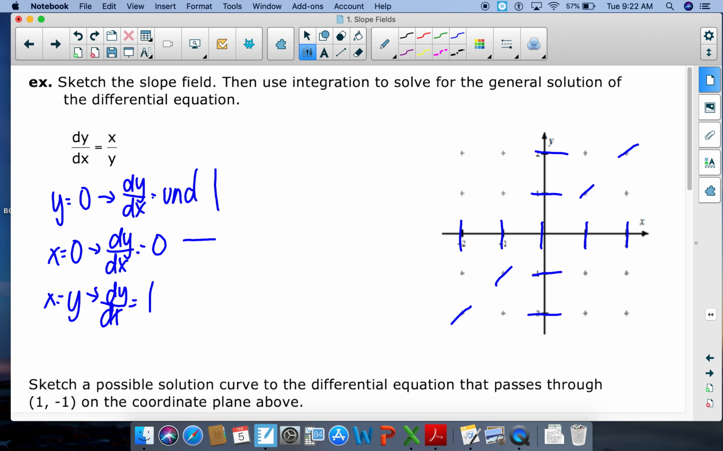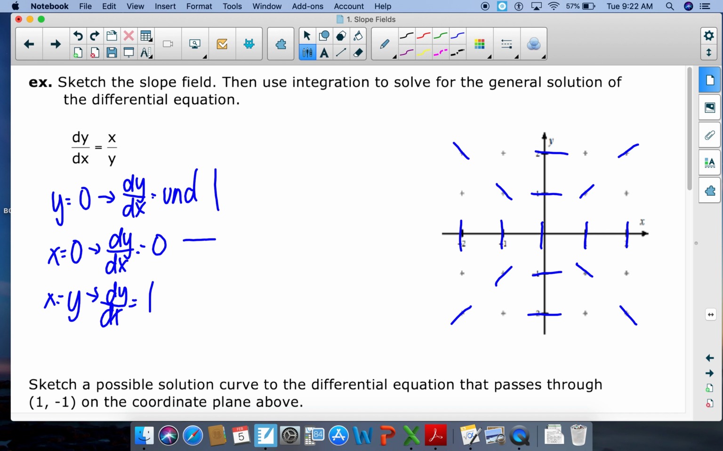What happens if they're the same number and one is positive and one is negative? It's going to be -1, right? So if they're the same and one is positive, one negative, it's -1. Same here, same here, same here.